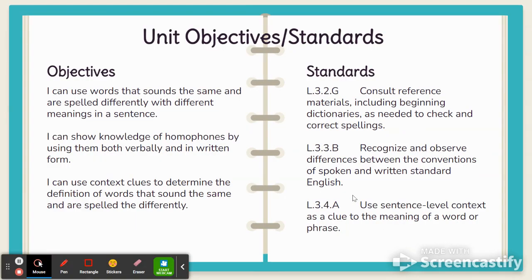My unit objectives and standards: the standards are for third grade, as I mentioned, I teach third grade. They're to consult reference materials, including beginning dictionaries as needed to check and correct spellings, recognize and observe differences between conventions of spoken and written standard English, and use sentence level context as a clue to the meaning of a word or phrase. The objectives I have for this unit are: I can use words that sound the same and are spelled differently with different meanings in a sentence. I can show knowledge of homophones by using them both verbally and in written form. I can use context clues to determine the definition of words that sound the same and are spelled differently.